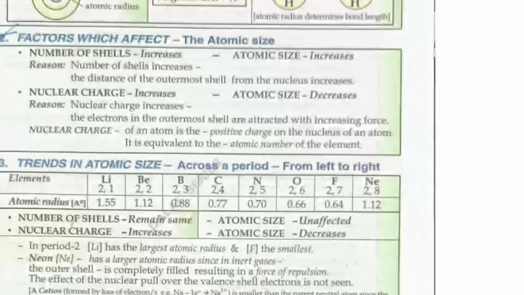Then nuclear charge. The nuclear charge on an atom is the positive charge on the nucleus of an atom. It is equivalent to the atomic number of the element. In general, we can say that nuclear charge is the attraction of the nucleus with the outermost electron. The attraction between the nucleus and the outermost electron is known as nuclear charge.